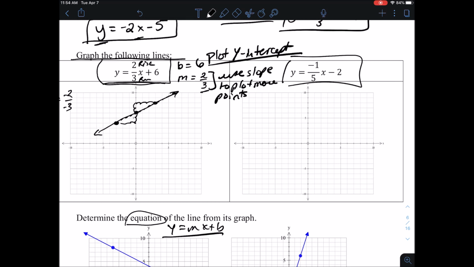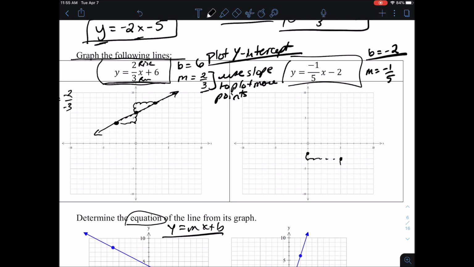So why don't you pause the video here, and now you try this one, and we'll see if we get the same answer. Okay, so hopefully you saw that b is -2, and I'm going to plot that. Boom, -2. There it is. Then the slope is -1/5. So I'm going to rise -1. That means I'm going to go down 1, and I'm going to go over 5.